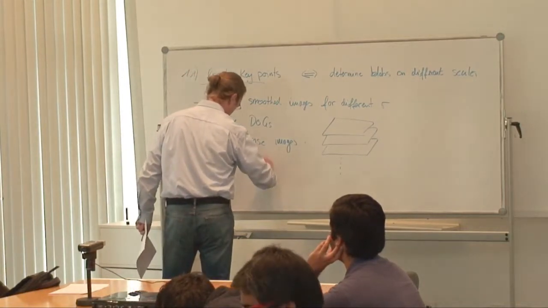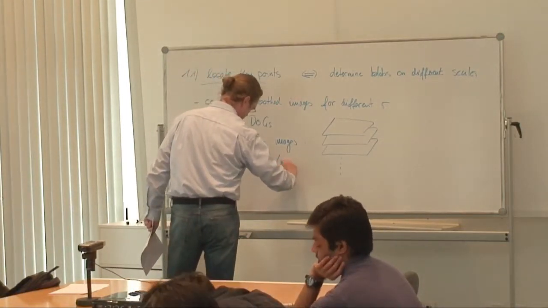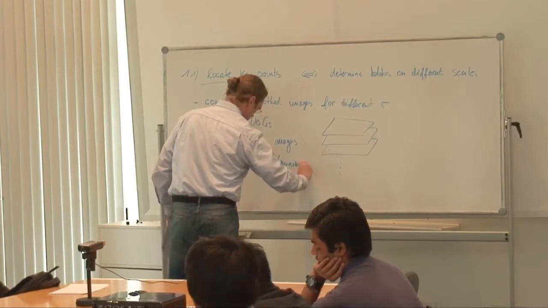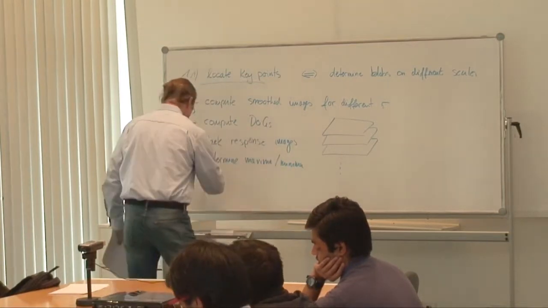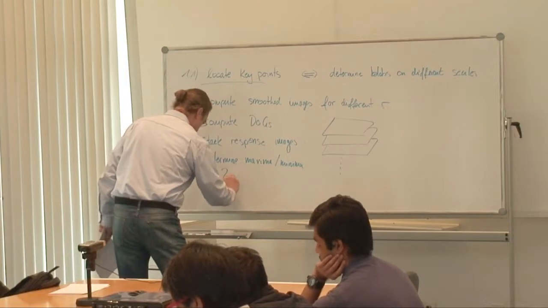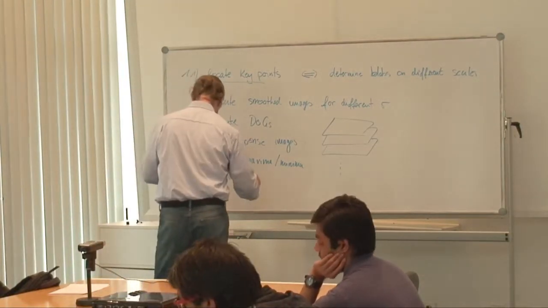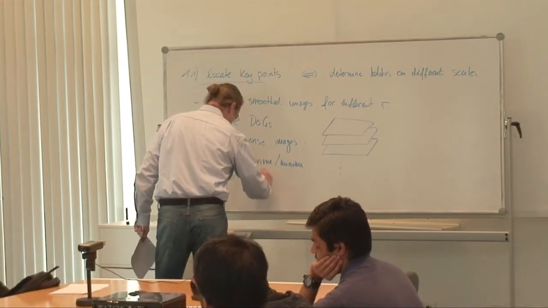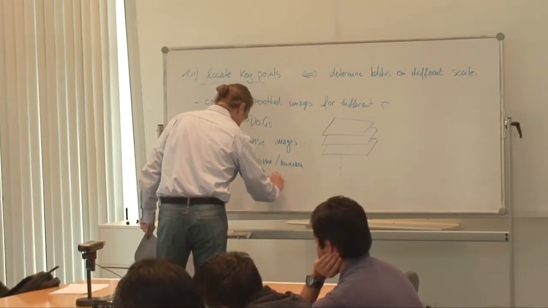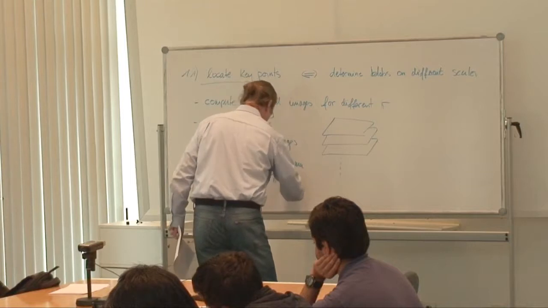Once we are given this data structure, we determine maxima and minima in the 26 neighborhood, and this is to say a neighborhood that consists of 9 plus 9 plus 8 pixels.